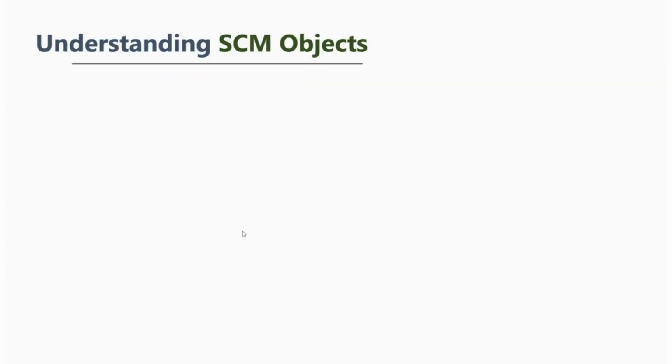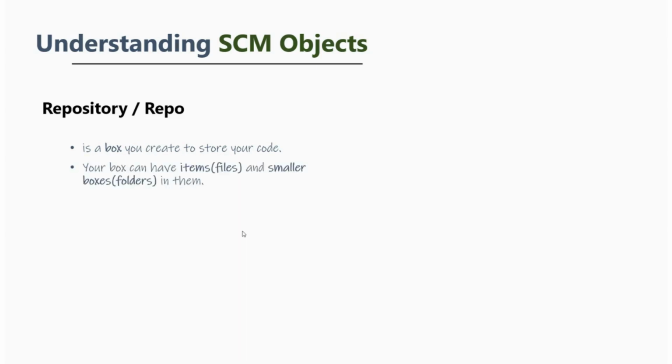Now, the first object where we can start with doing SCM is a repository, or commonly called a repo. Repos are basically, as I told earlier, a box you create to store your code. As simple as that is. Your boxes can have items, which are files, and smaller boxes called folders inside them.